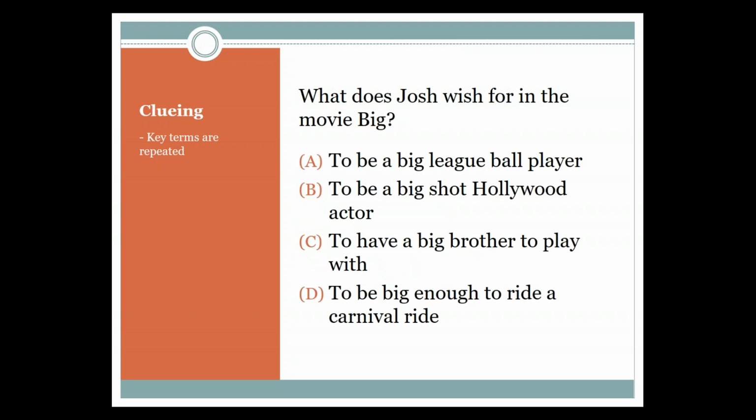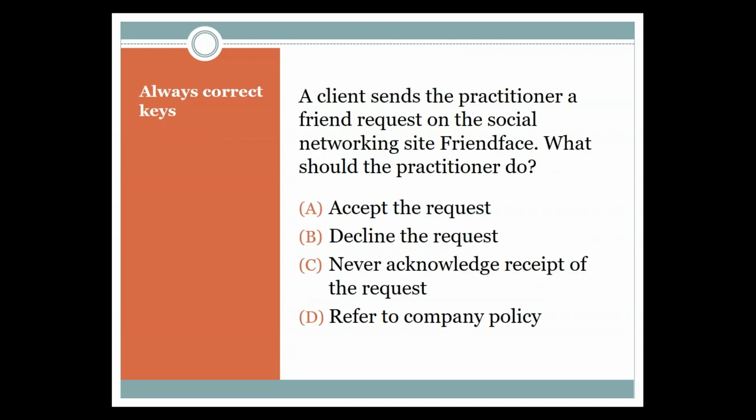So the way we fix this one is, what does Josh wish for in the movie Big? We have a big league ball player, big shot Hollywood actor, to have a big brother to play with, or to be big enough to ride a carnival ride. It really helps bury that key. Now, someone who has the knowledge of the movie would be able to answer it, and someone who doesn't would have trouble.